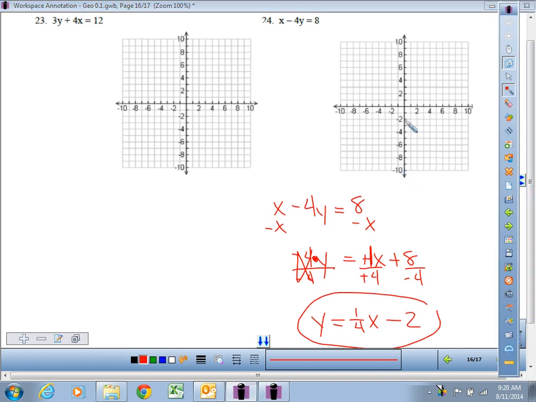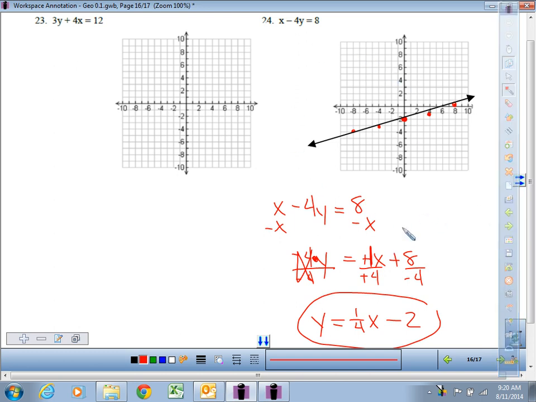So we go to graph this. We're going to go down 2. Sorry, negative 2. And then we're going to go up 1 over 4. Up 1 over 4. We go down 1 over 4. Down 1 over 4. And we can sketch that line, use our straight edge, draw it right through all those points that we just drew, put your arrowhead on the end, and we're good to go. Okay. So that is graphing when we are in standard form.